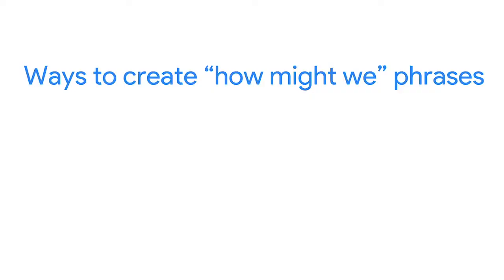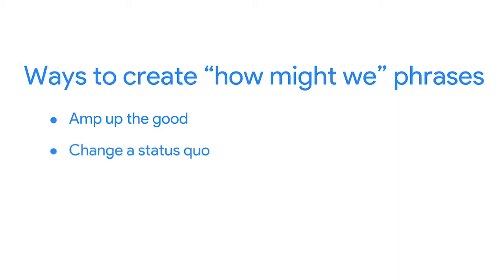Coming up with how might we questions can be tricky though. To help, the design school at Stanford University outlines a bunch of ways to create how might we phrases. A few of them include amp up the good. For example, how might we make a library website the most exciting place to reserve books in advance? Change the status quo. How might we bring the library to Lorena?